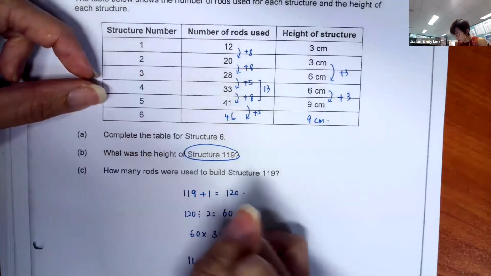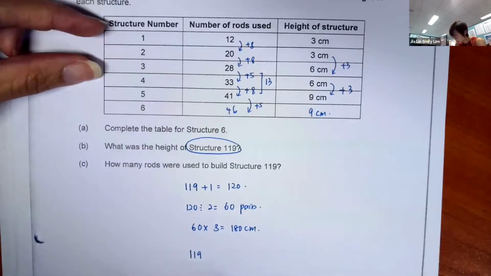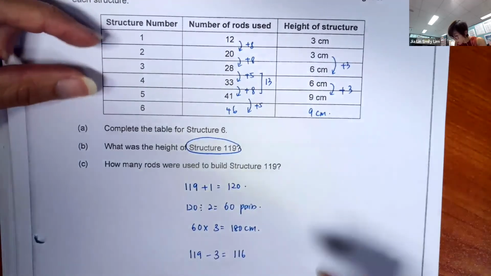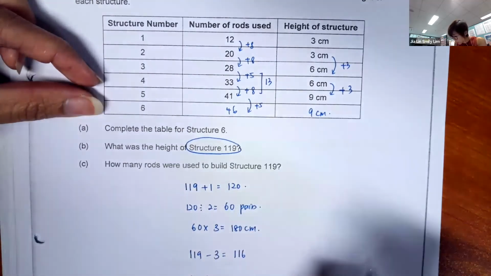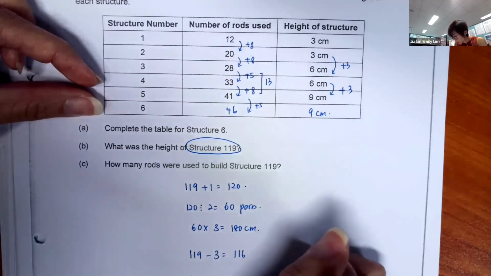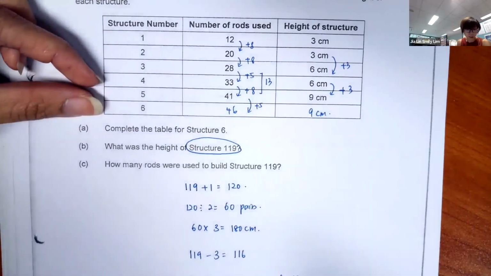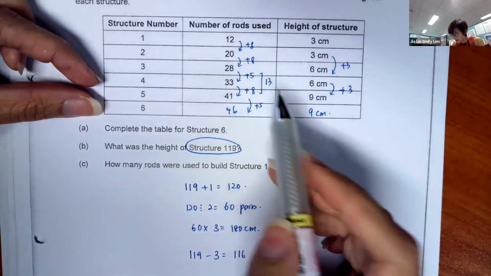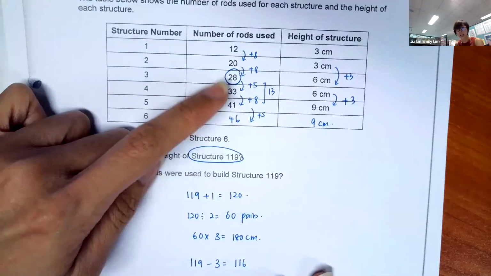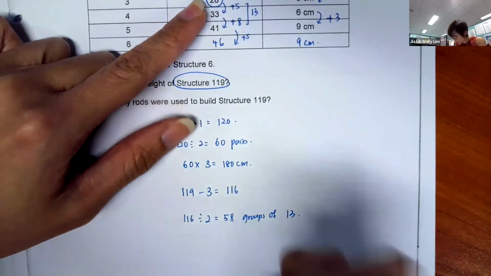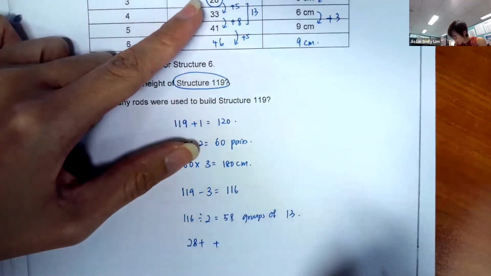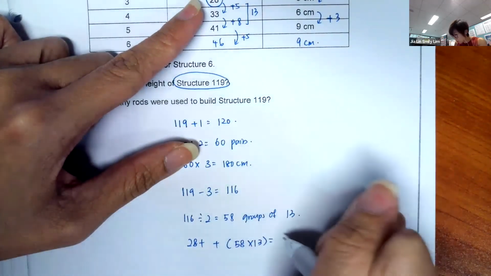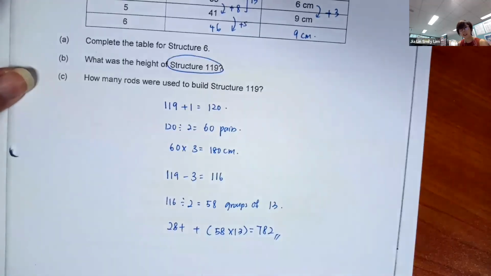I'll take 119 minus the first 3 structures. I don't want the first 3. I have 116, and then I put it into pairs. So 116 divided by 2, I'll have 58 groups of 13 to add later. Now next, for structure 119, you're going to start from 28 here and add groups of 13. So I'll have 28 plus 58 groups of 13, and then I'll get 782. That will be the number of rods. Okay, that's it for C.